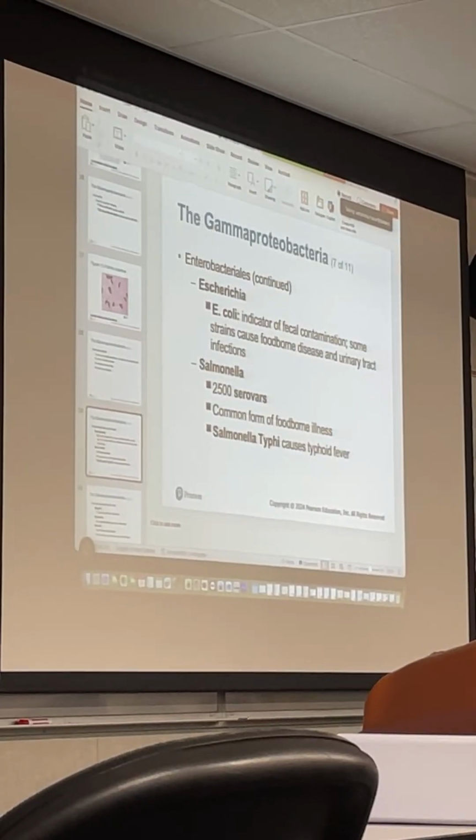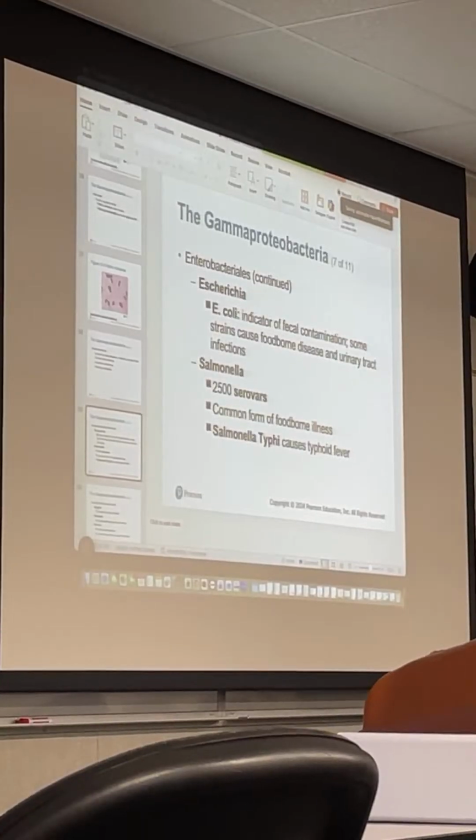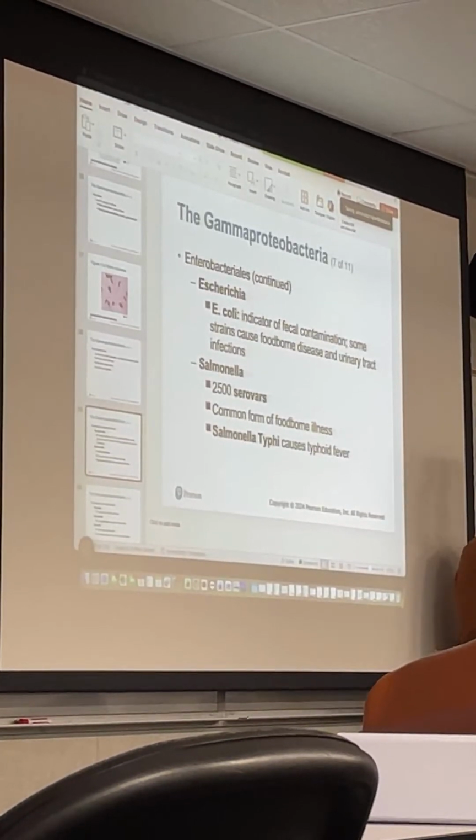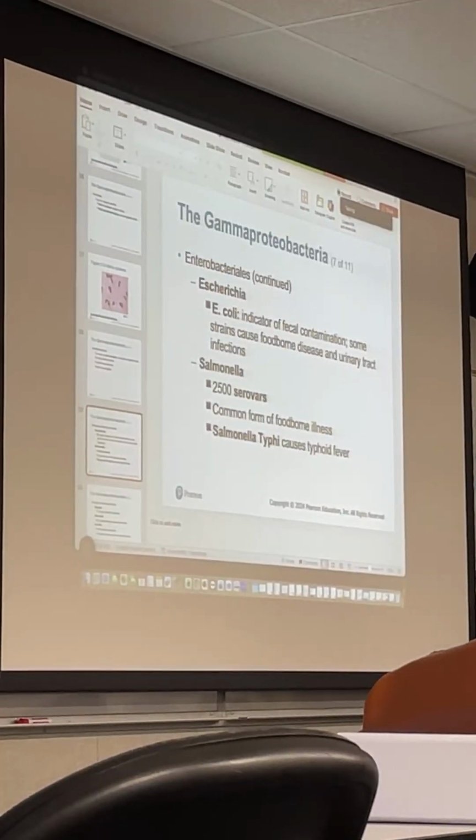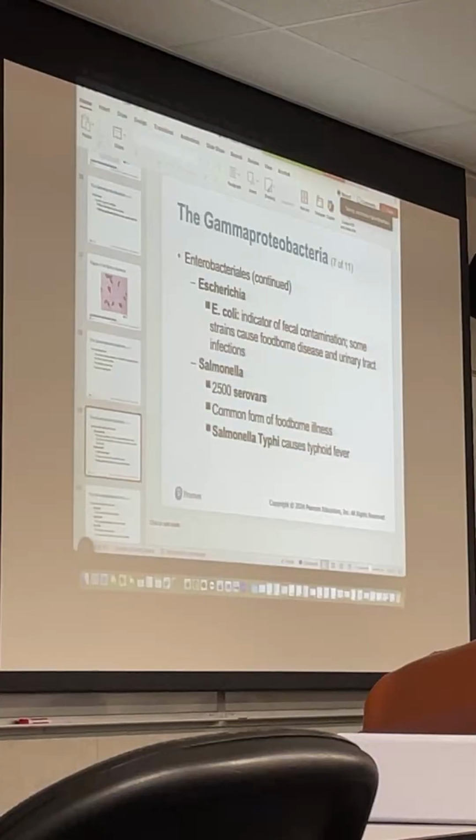So when we're looking at this particular group, E. coli, we should know E. coli. E. coli is the most commonly known enteric. It's our model organism. We know a lot about it. We know its whole genome. It's also an indicator of fecal contamination. What does that mean? Something about stool, right? Stool to mouth contamination. Absolutely.